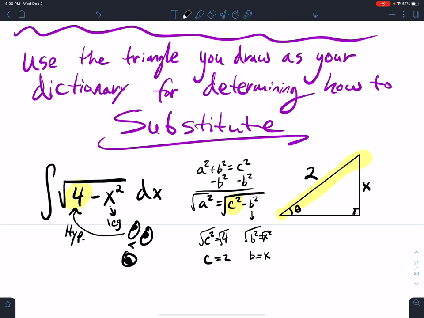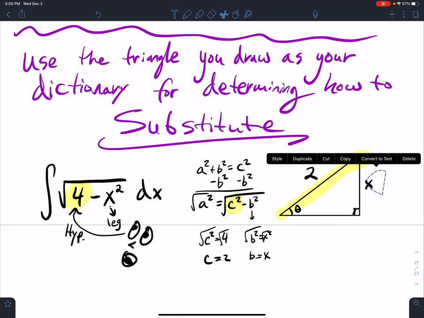Now, if you wanted to, you could have chosen this to be your x, and that would be just fine. The only difference is that instead of cosines, you'd be dealing with sines, or vice versa. So I just choose the opposite. I like dealing with sine just fine. So this is my triangle. Let's see if it works.